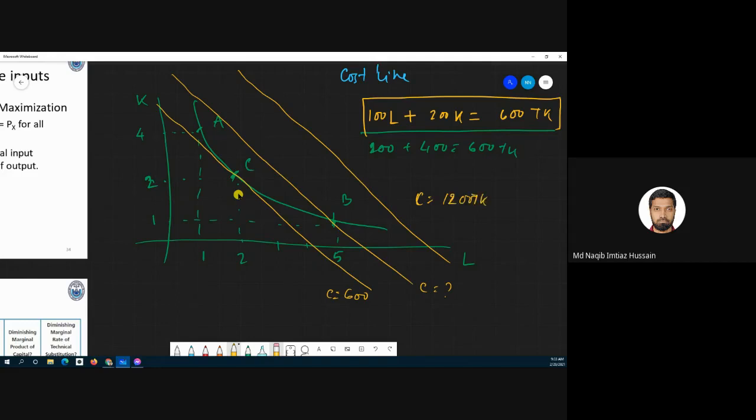Can you follow? If you cannot follow, ask a question. If you go farther out, your cost is higher, that means you can afford more money. But if your cost line touches two points on this isoquant line, one is point A, another one is point B. Let us assume that this is 1000 taka. Point B touching means how much? No, 700 taka, let's say different values. 700 taka.